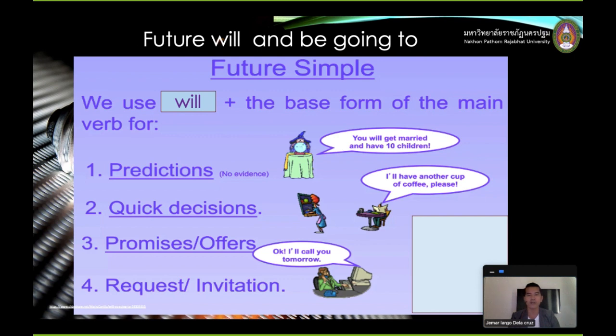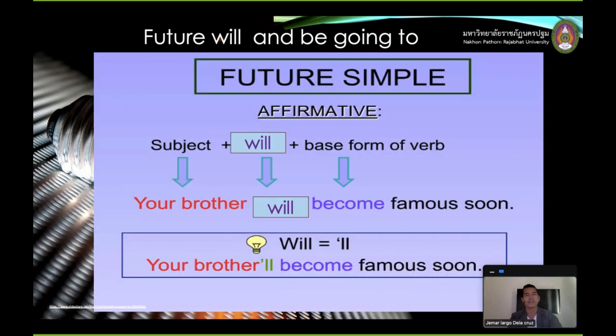Promises, offers. Okay, I'll call you tomorrow. That is a promise. Okay, I will give you a gift on your birthday. Request, invitation. You can say, "Will you be able to come to my birthday?" Yes, I will. Okay, that is request, invitation.